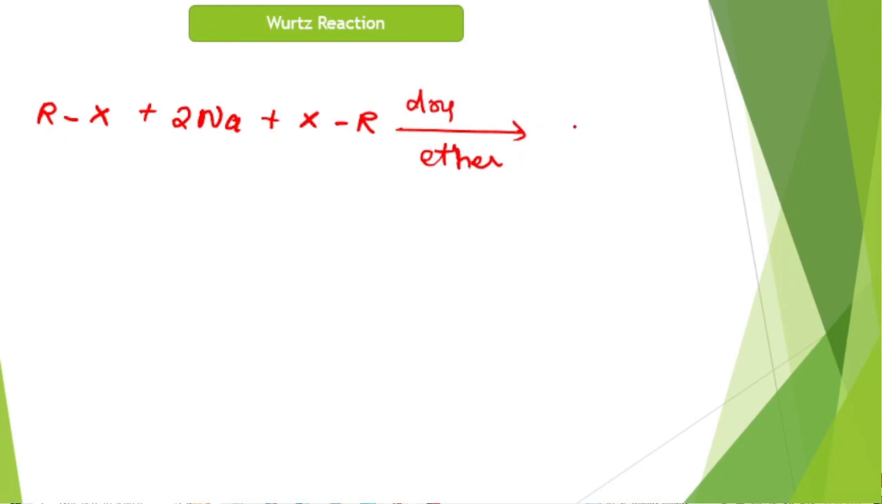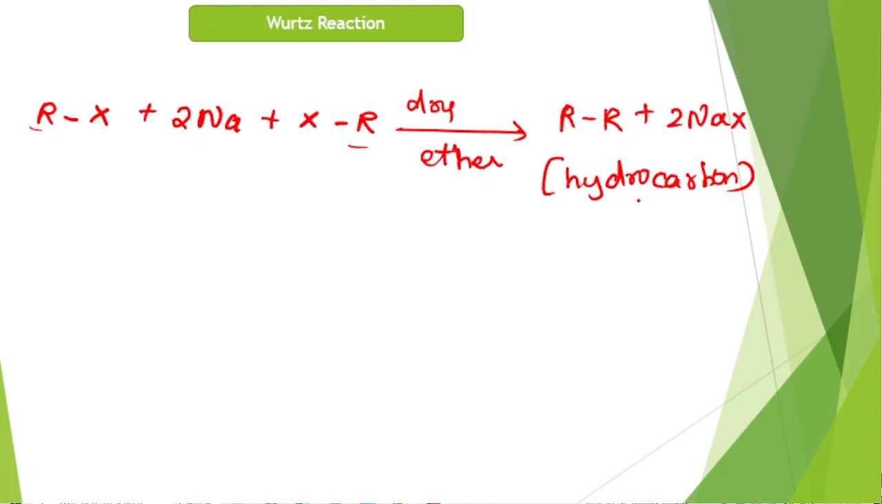So the product I am going to get is R and R combining and coming out as R-R. This is going to be your hydrocarbon, along with 2NaX. This is the outcome of the reaction, and instead of R you can use any other alkyl group. I am going to give you an example here, so you can keep it in your mind easily.